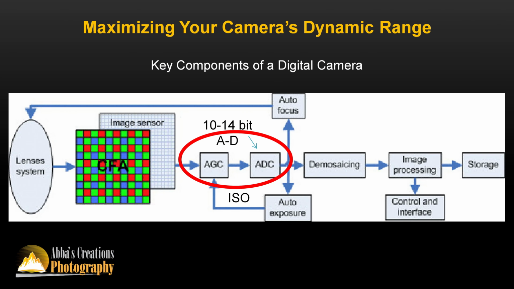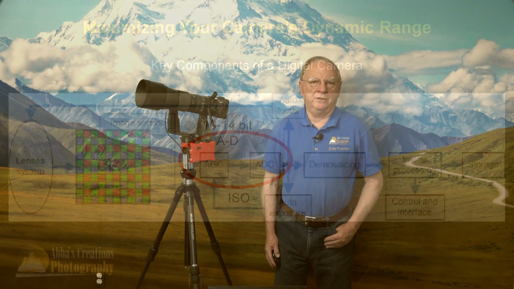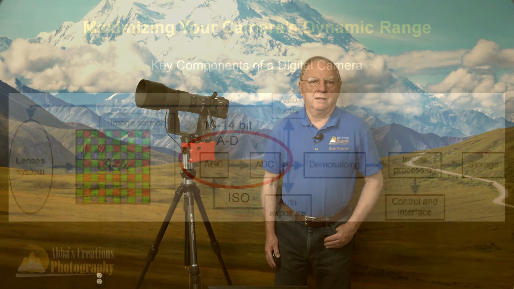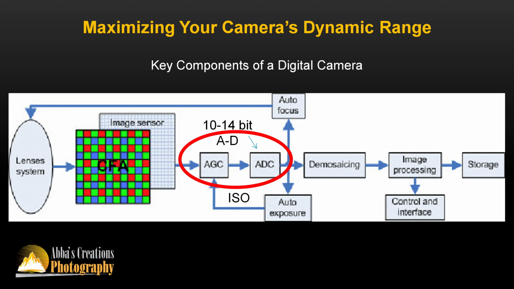The ADC, which means analog to digital converter, converts the analog signal coming from the AGC into digital bits or bytes, representing the intensity of light landing on the sensor elements. The greater number of bits the ADC is capable of generating, the more accurate the digital representation of the image is. The demosaicing and image processing sections scan through the entire sensor element, building the image file, and finally the image gets stored onto your memory card.